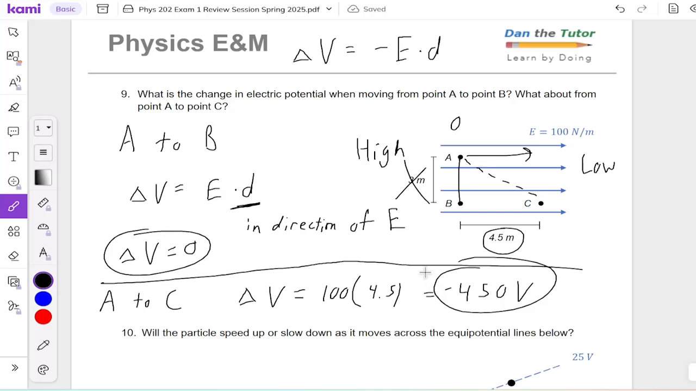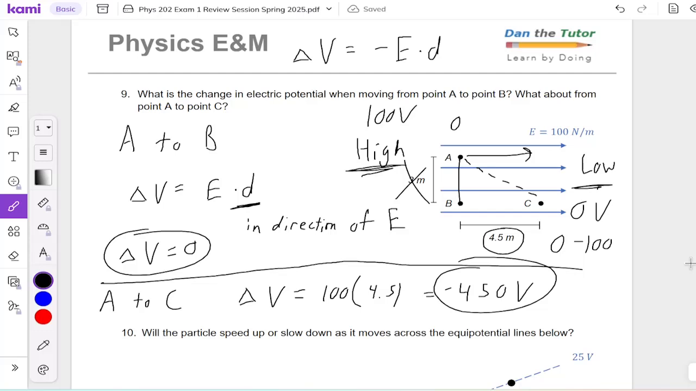The reason why I'm saying it's negative is because electric fields always point from high to low. I think that much makes sense. But what I'm also saying, if I make up my own numbers, let's say this is 100 volts and this is 0 volts, right? Final minus initial, 0 minus 100, gets me a negative number every time. So high to low will always be negative. Low to high will always be positive.